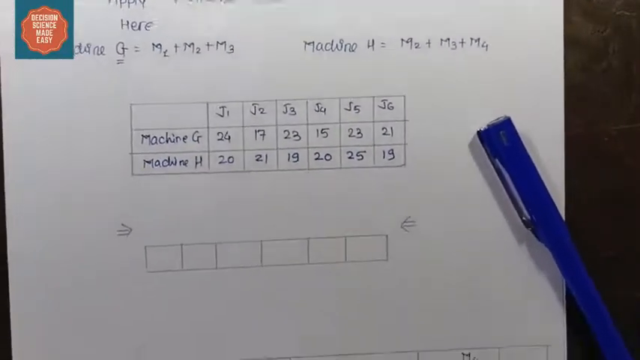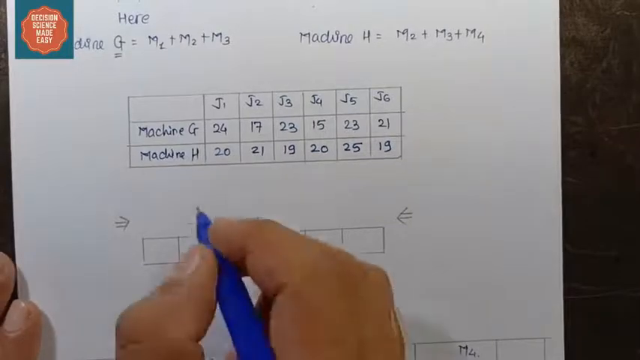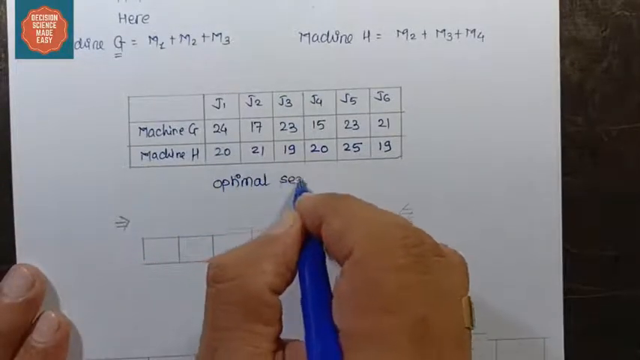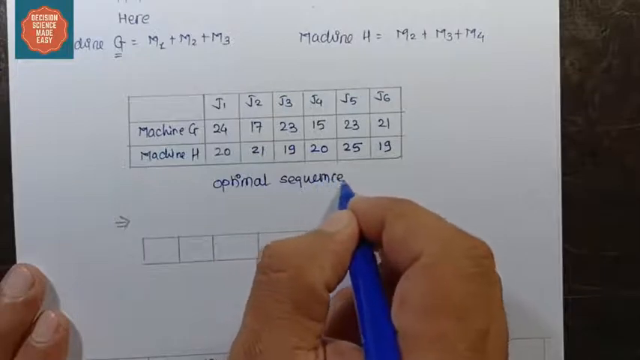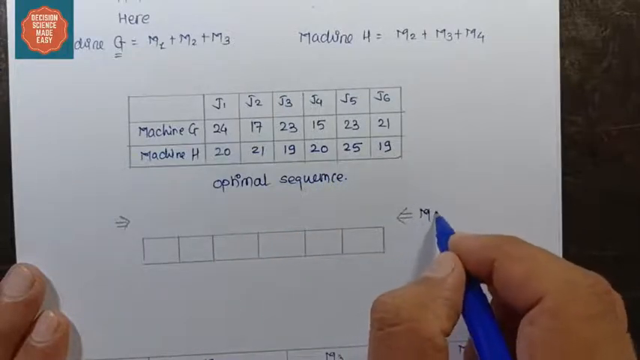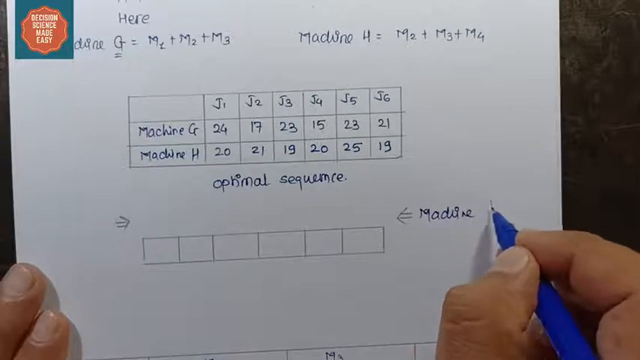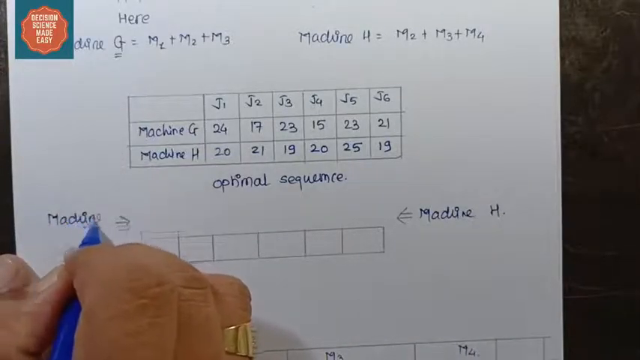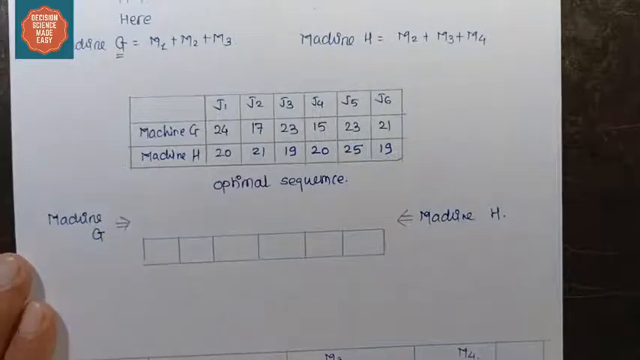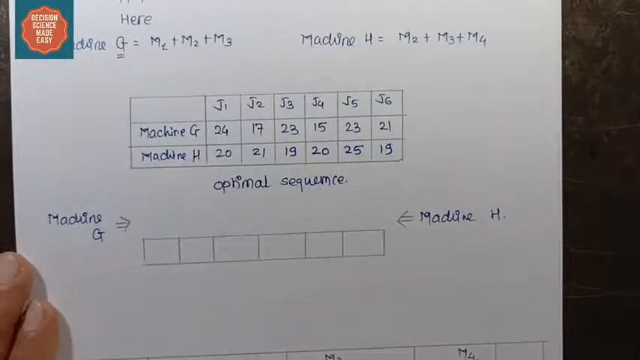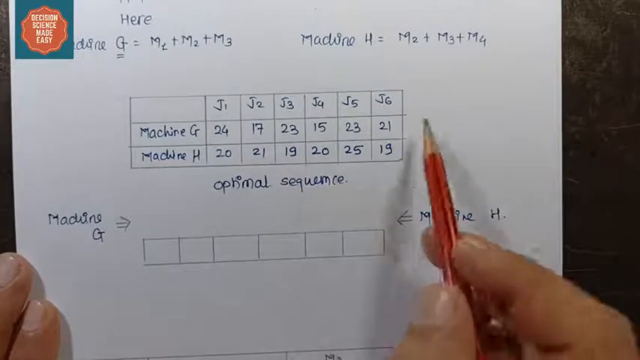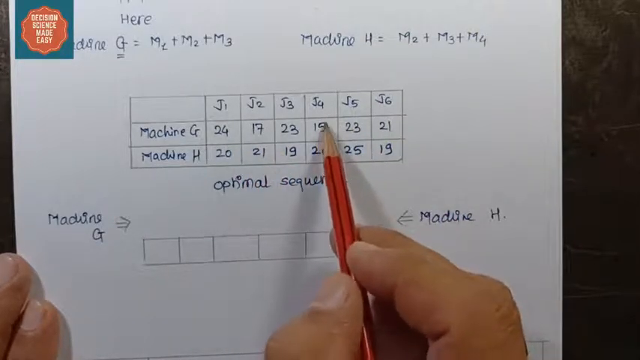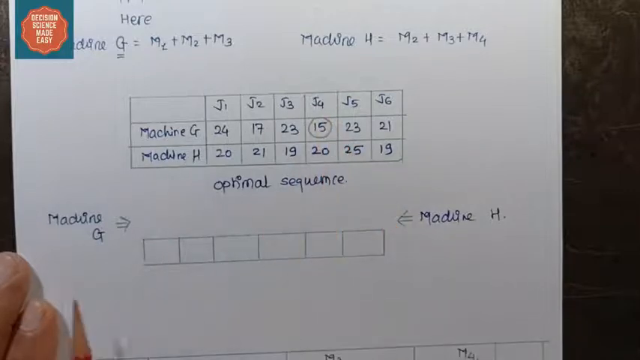We are going to find the optimal sequence. In order to find the optimal sequence, whatever values come for machine H are to be written on the right hand side, and whatever values belong to machine G are to be written on the left hand side. Step 1: we need to find the smallest element. The smallest element is nothing but 15, which belongs to J4.